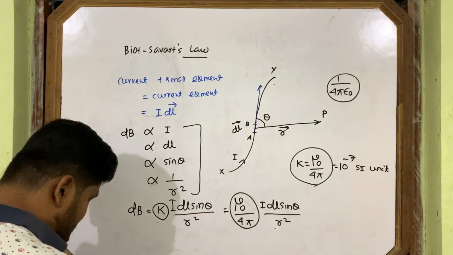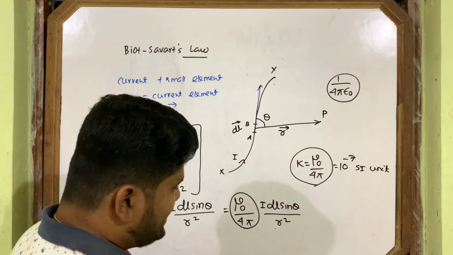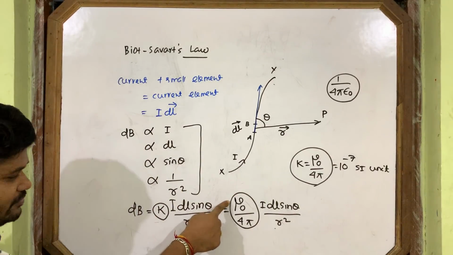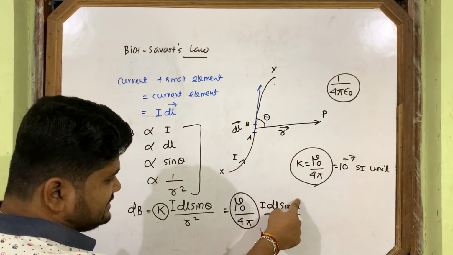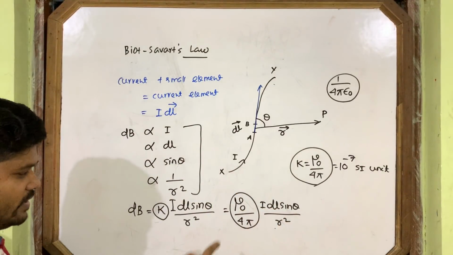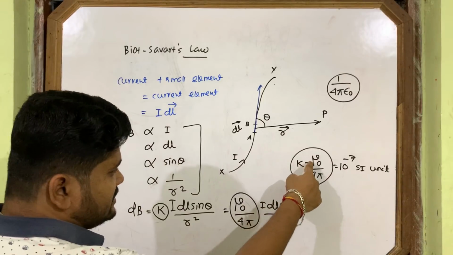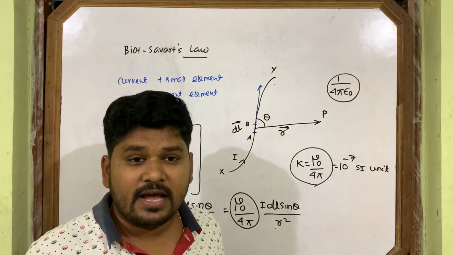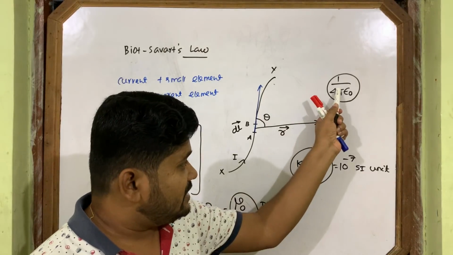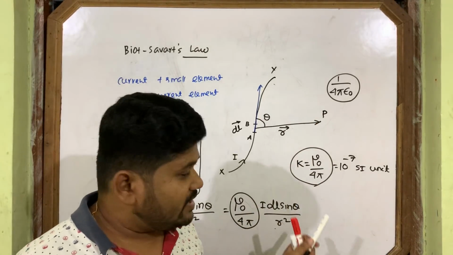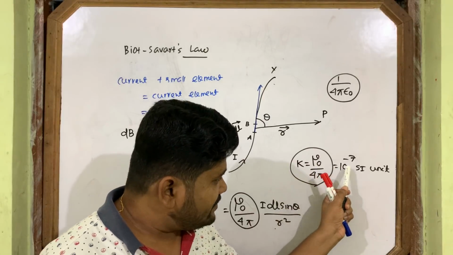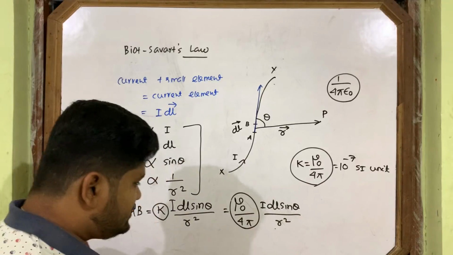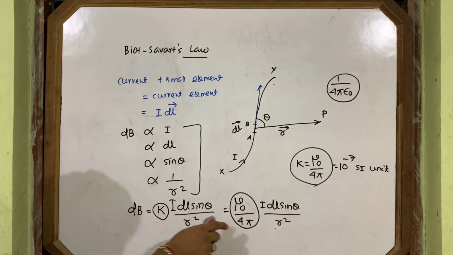So according to Biot Savart, the expression of dB finally is, remember this one, mu naught by 4 pi I dl sin theta by r square, where mu naught by 4 pi is 10 to the power minus 7, like 1 by 4 pi epsilon naught. I told you the similarity between them. Then what is the value of mu naught? 4 pi into 10 to the power minus 7 in SI unit. Okay, so this is about the Biot Savart law expression.